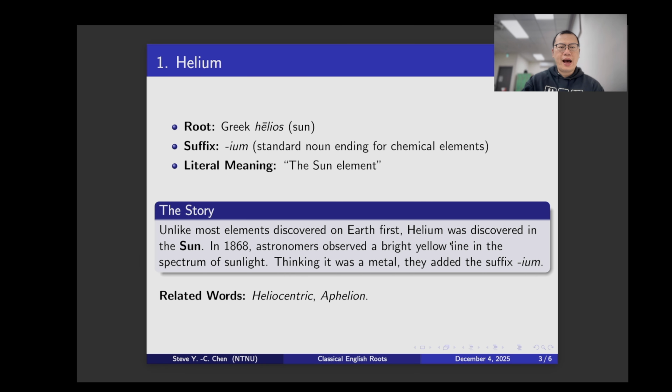And the story about this classical English root is that, unlike most elements discovered on Earth first, helium was discovered in the sun. In 1868, astronomers observed a bright yellow line in the spectrum of sunlight. Thinking it was a metal, they added the suffix -ium, that is the origin of this word, and the related words including heliocentric and helium.